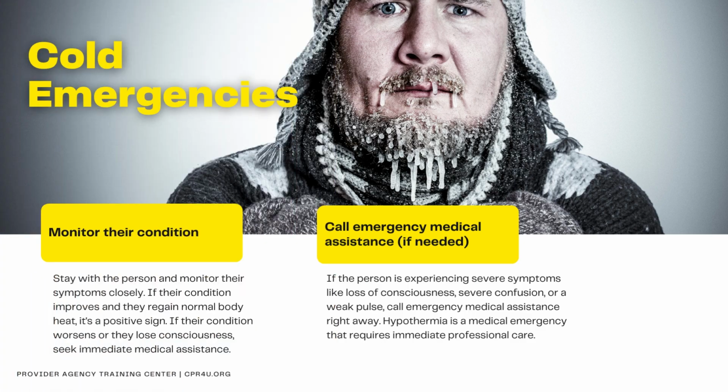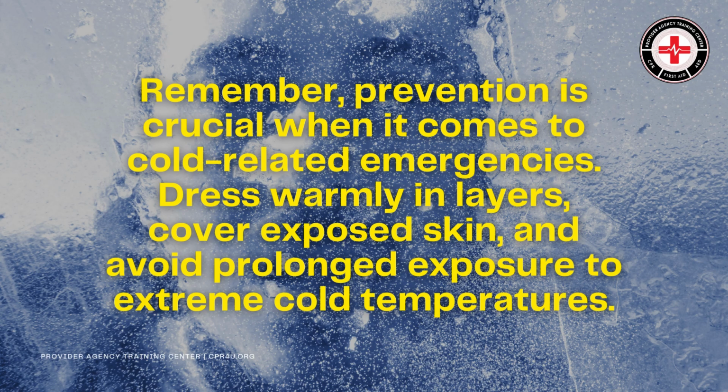Stay with the person and monitor their symptoms closely. If their condition improves and they regain normal body heat, it's a positive sign. If the person is experiencing severe symptoms like loss of consciousness, severe confusion, or a weak pulse, call emergency medical assistance right away. Prevention is crucial when it comes to cold-related emergencies. Dress warmly in layers, cover exposed skin, and avoid prolonged exposure to extreme cold temperatures.